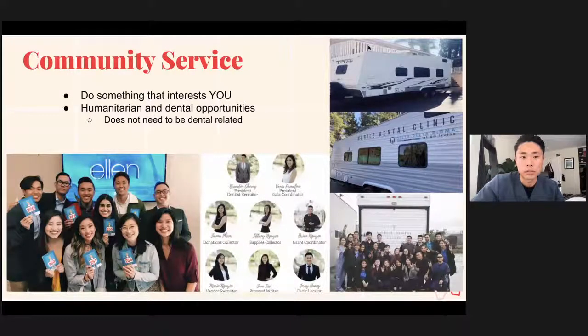In regards to community service, do something that interests you. There are a lot of humanitarian and dental opportunities. It doesn't need to be dental related. What I mean by humanitarian could be as little as picking trash up from the beach, or you can also collect toothpaste and toothbrushes and give them to the underserved population.